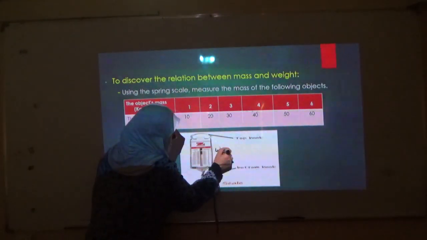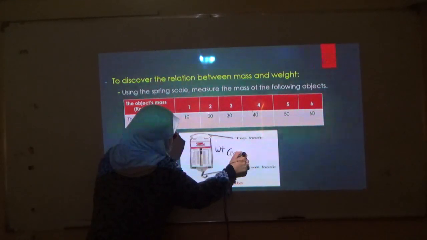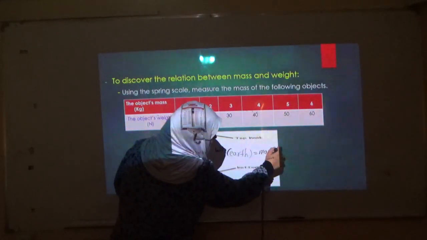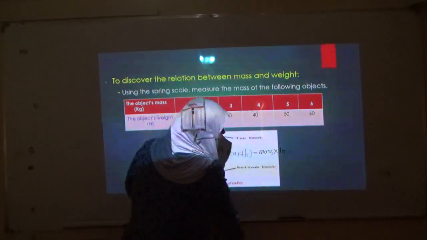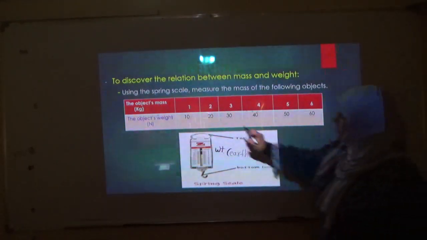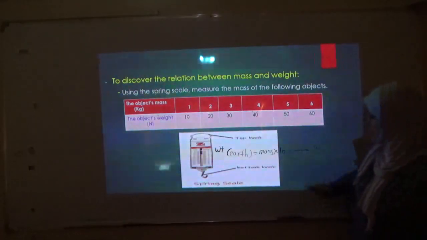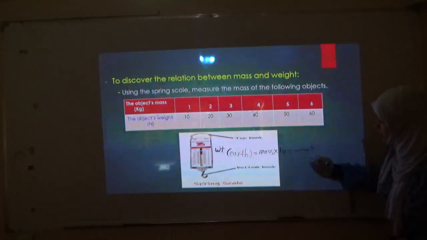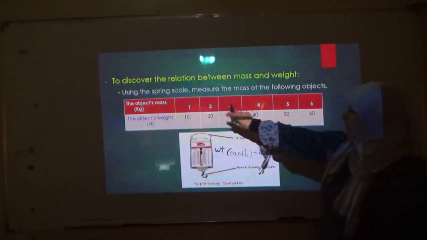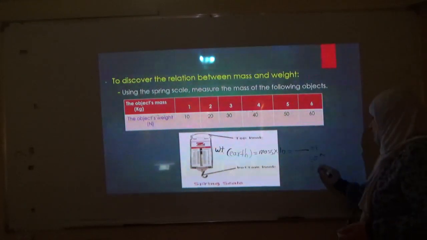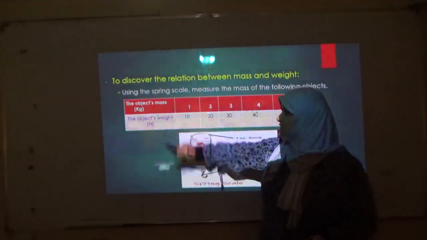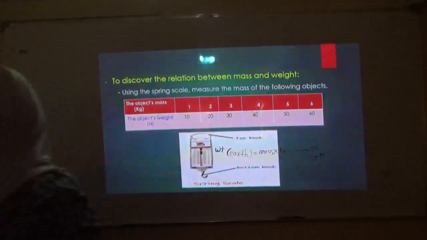Weight on the earth equals mass measured in kilograms. Don't forget that the mass should be given in kilograms multiplied by 10, and the resulting number will be followed by Newton. For example, this object has a mass of 1 kilogram. 1 multiplied by 10 will be 10 Newton. 2 multiplied by 10 will be 20 Newton. 3 multiplied by 10 will be 30 Newton, and so on. So, as we said before, by increasing the mass of the object, its weight increases, and vice versa.